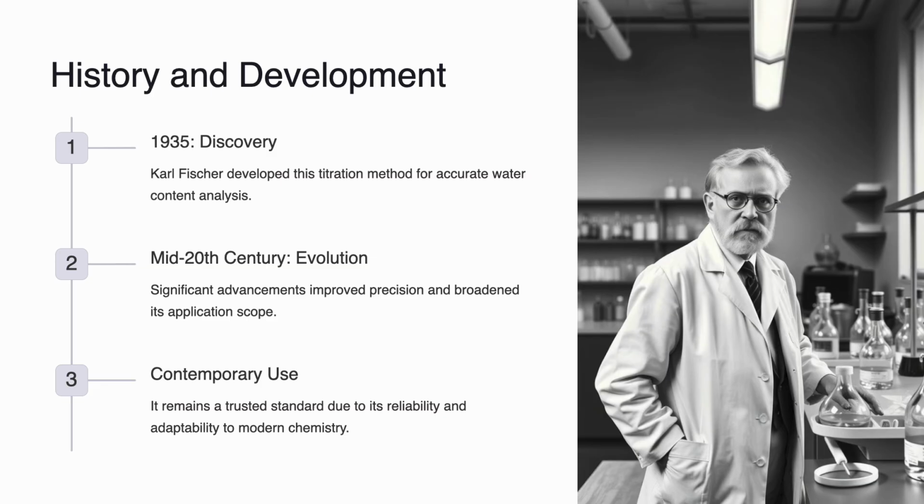So, the history and development of the Karl Fischer titrator. In 1935, it was discovered by the German chemist Karl Fischer, based on Bunsen's earlier iodine-based titration methods, and it helped bring the Karl Fischer titrator into existence. In the mid 20th century, various evolutions took place in its design, and nowadays further advancements are going on in its titration cell, its burette, and generator electrodes.